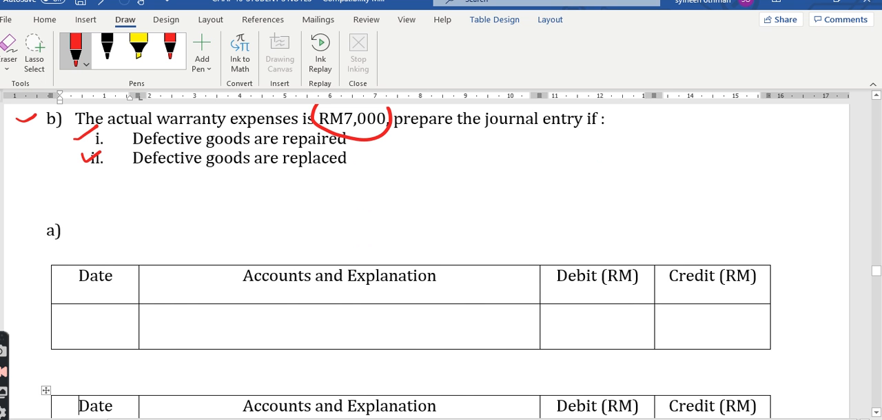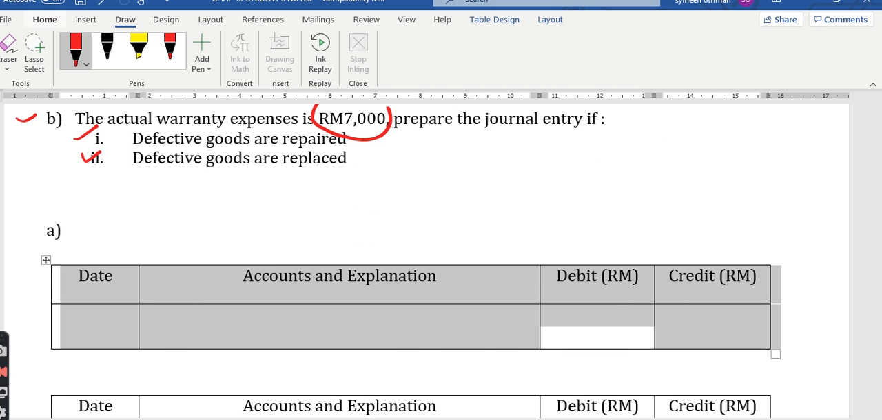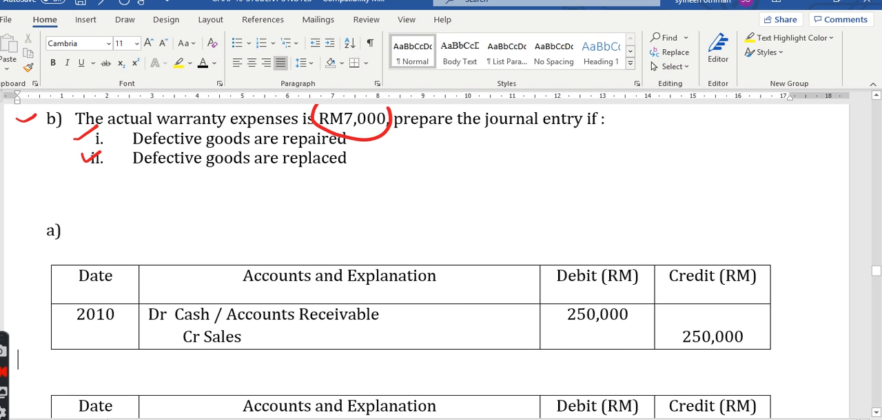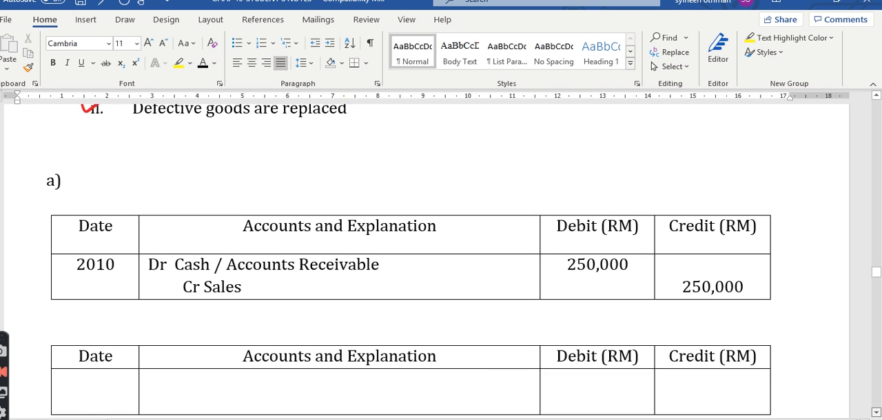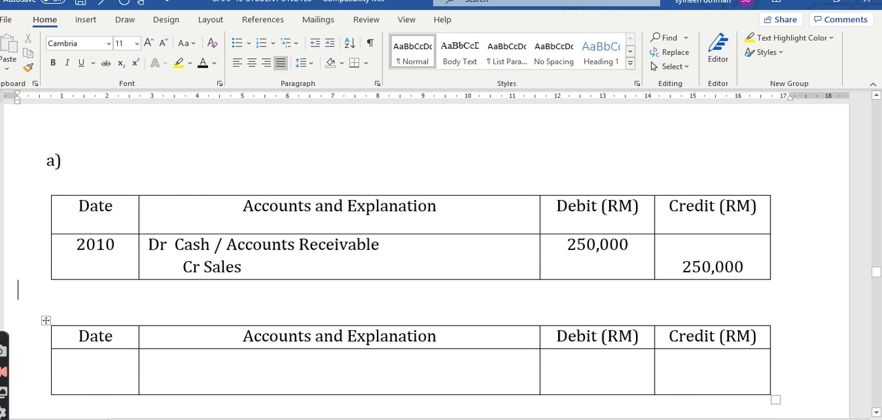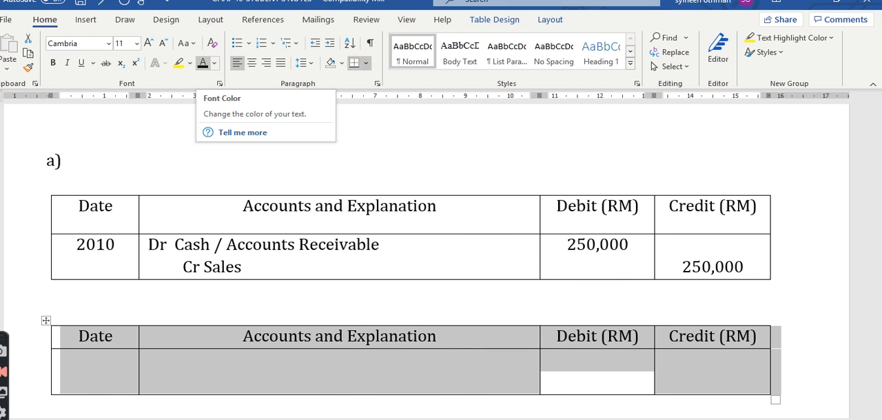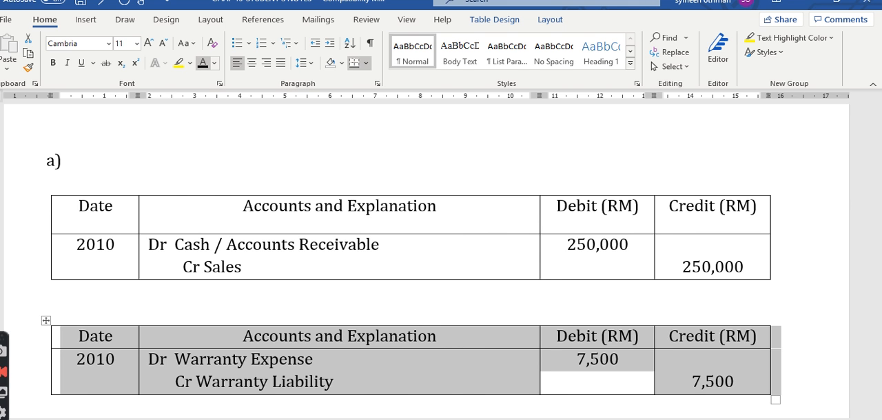For A, we will record the sales. Your sales for the year is 250,000. Sales can either be cash or in the form of credit. And then we need to declare our warranty expense for the year. The warranty expense is 3% of your sales. So 3% of the sales is actually 7,500. So this is the estimated amount.